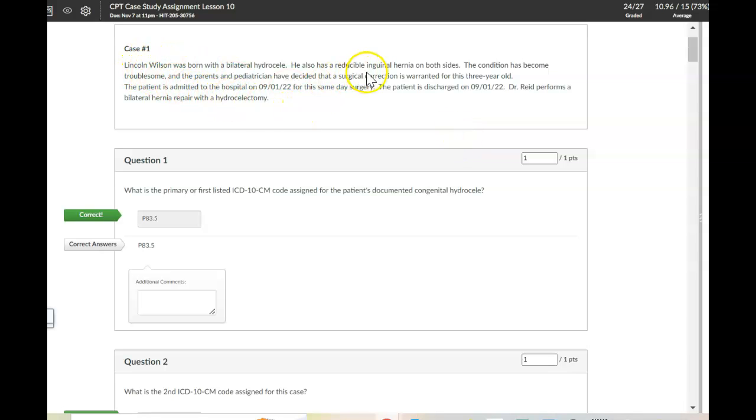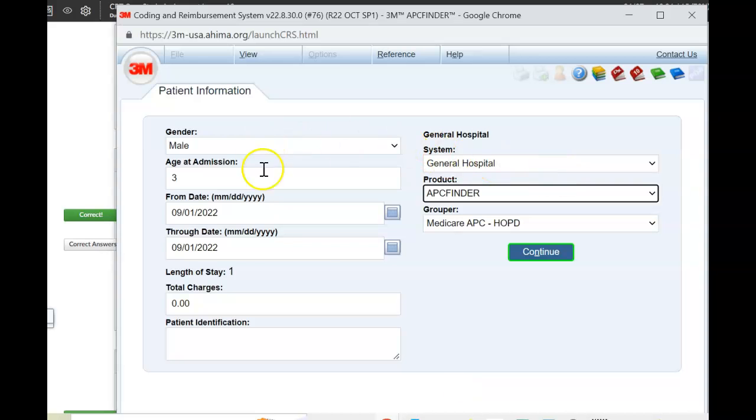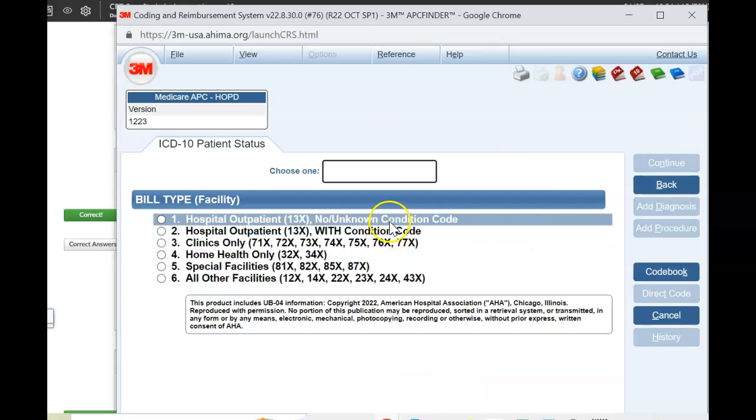He was born with a bilateral hydrocele, also had a hernia on both sides. Okay, so the condition has become troublesome. They're going to do surgery, and the surgery is a bilateral hernia repair with the hydrocelectomy. So with that, my first code is going to be the P83.5. So we have all this. I'm going to hit continue.